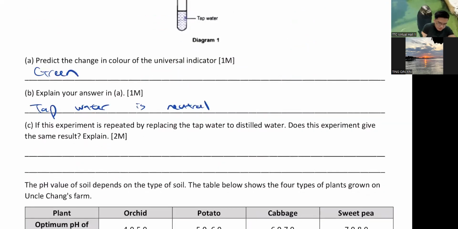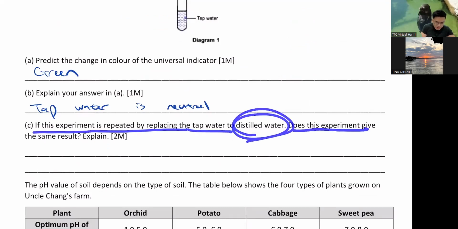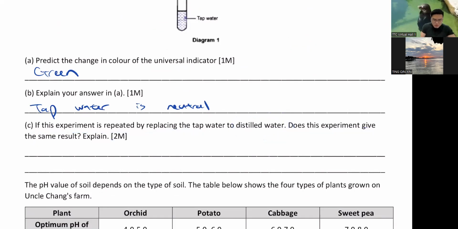So C, if this experiment is repeated by replacing the tap water to distilled water, does this experiment give the same result? Explain. 如果它从 tap water 是你的那个水龙头的水。So 它换去 distilled water 有 any difference 吗？Okay, so no. Okay, same result. 你可以讲 same. Explain 因为 distilled water is neutral too.